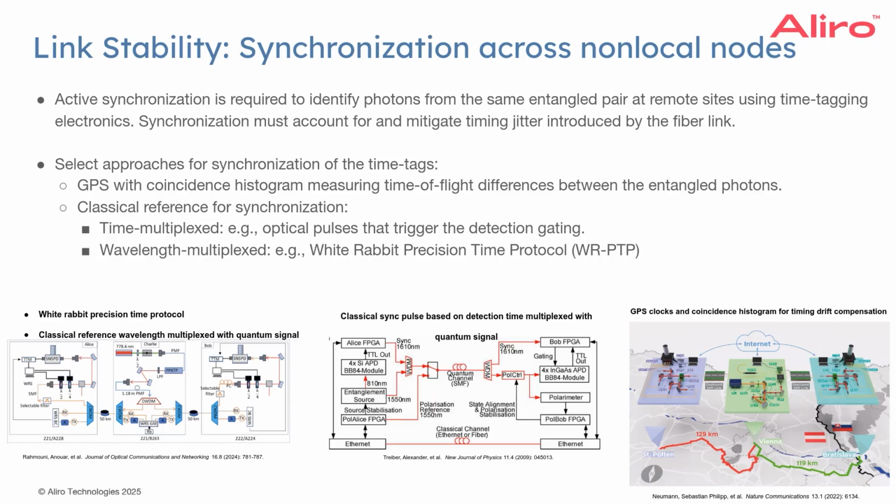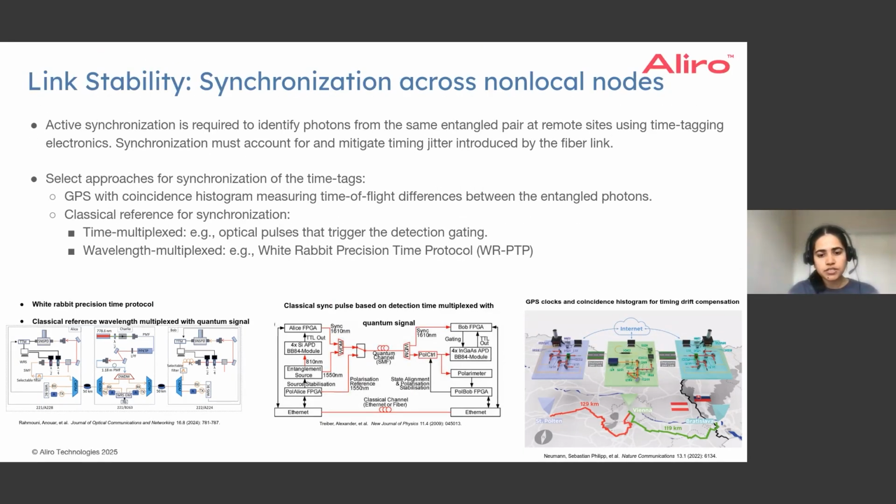The drift is compensated for by monitoring coincidences of entangled photons to determine timing offsets, and that allows for correcting the reference accordingly, although the reference is first based on GPS clocks. So these examples are of approaches, each of which can have trade-offs depending on the link and application.